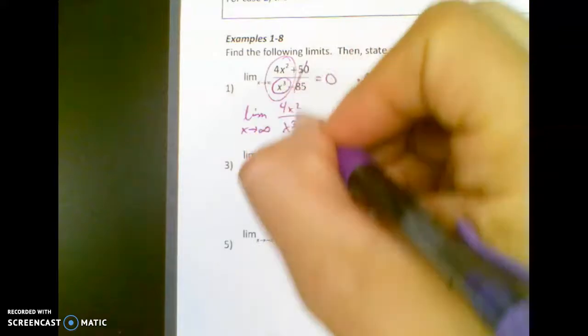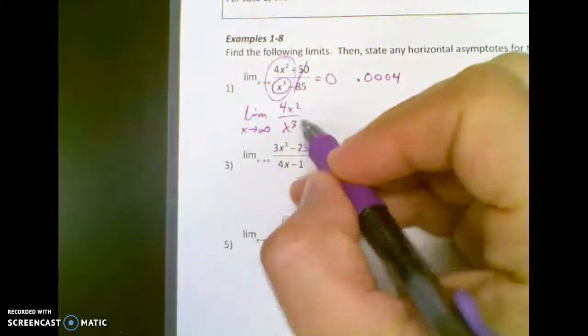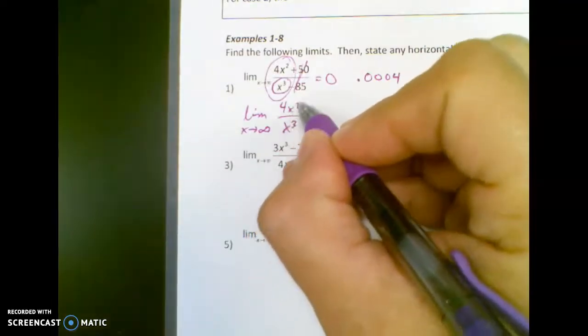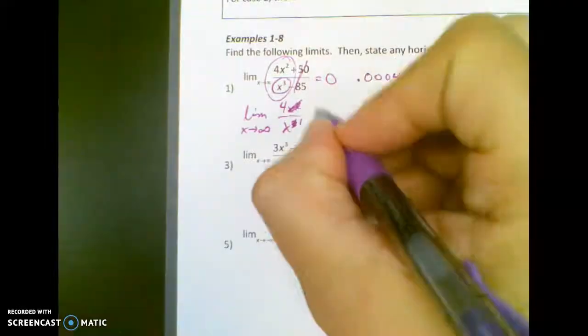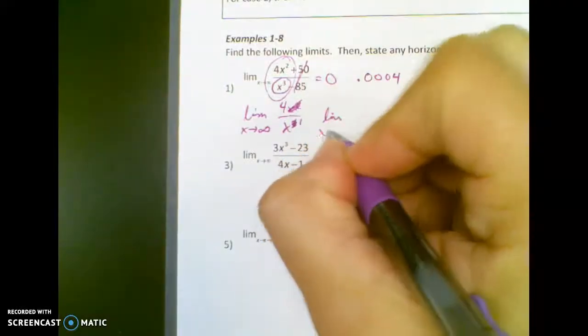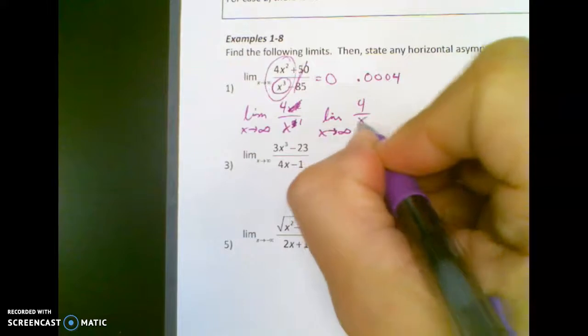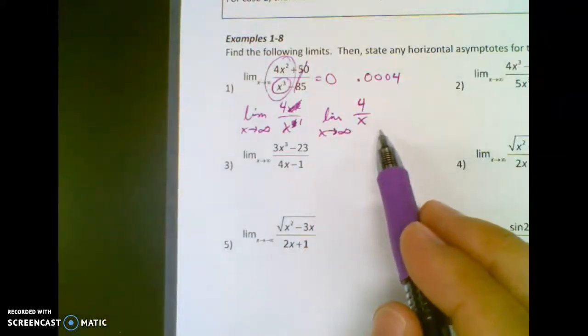And I'm just going to simplify this. So if I remove those, I have 4x squared over x to the third. Now since there's no plus or minuses, I can actually cancel off 2 of these guys with 2 of those guys. And it becomes the limit as x goes to infinity of 4 over x.